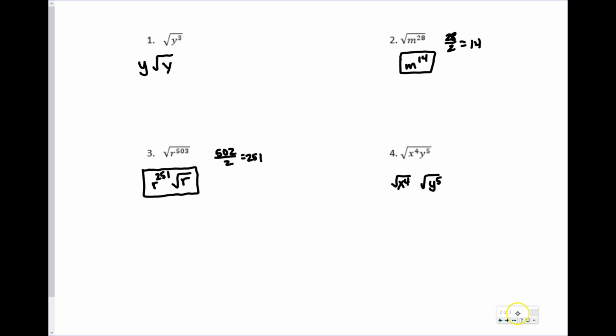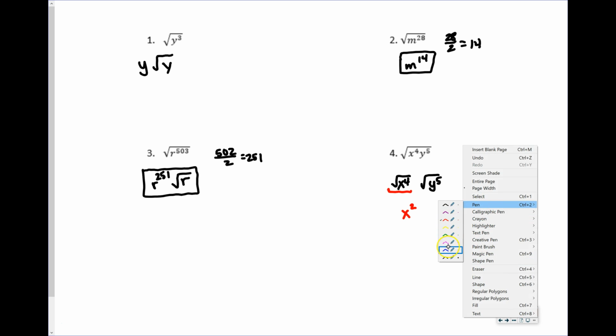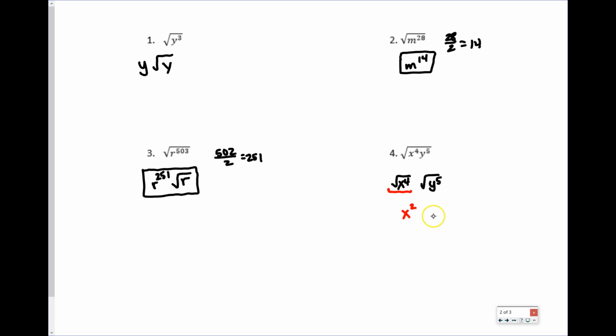So the x to the 4th, if I'm just looking at that by itself, just turns into x squared, right? Because we just take away half, take away the house. The y to the 5th, we have to take 1 away and put it in the house. I'm left with y to the 4th under there, so that would make it just y squared. So then you bump them up next to each other for your final answer. You do them separately, and then push them up next to each other for your final answer.